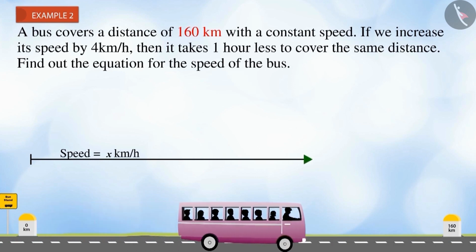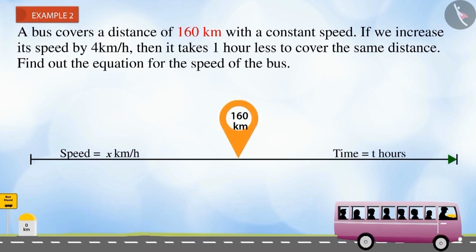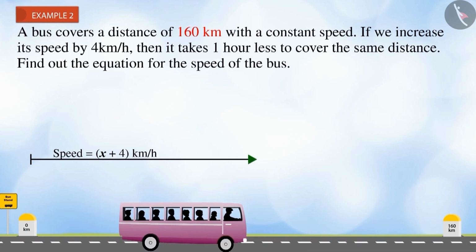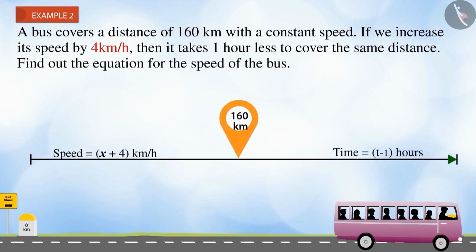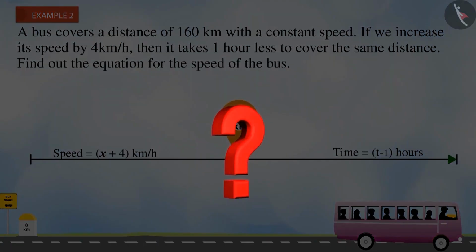A bus completes 160 km with a constant speed. If we increase its speed by 4 km per hour, then the bus takes 1 less hour to complete the journey. In this case, find out the equation to find out the speed of the bus. Can you find out the equation for speed of the bus?